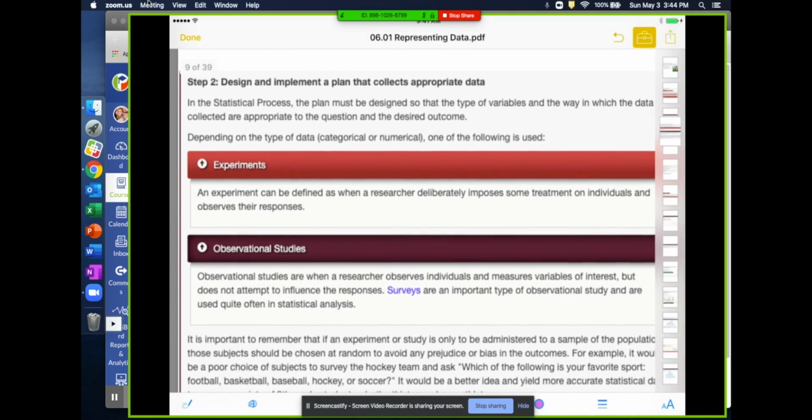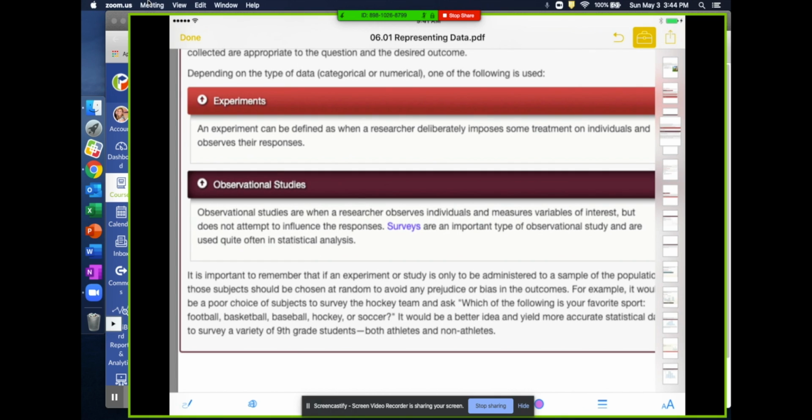So there's two different types of ways that you can collect data or design this plan. You can either use experiments, where the researcher deliberately imposes some treatment on individuals and observes their responses. And then we have observational studies where the researcher observes individuals but does not attempt to influence the responses.